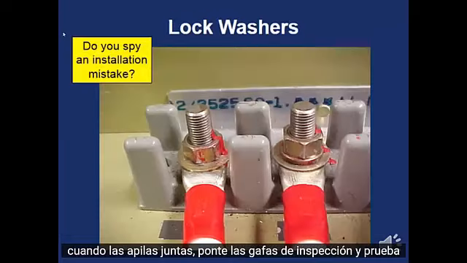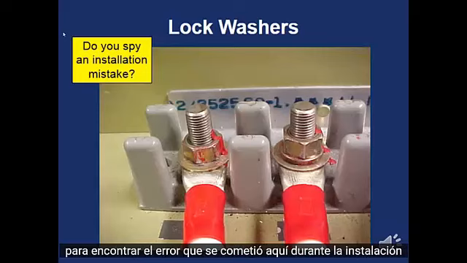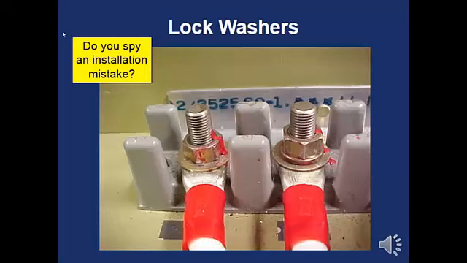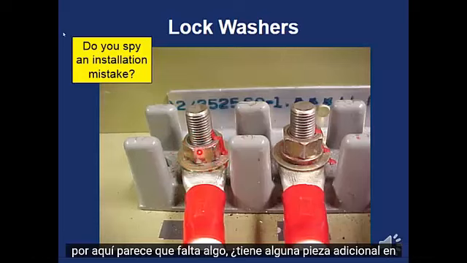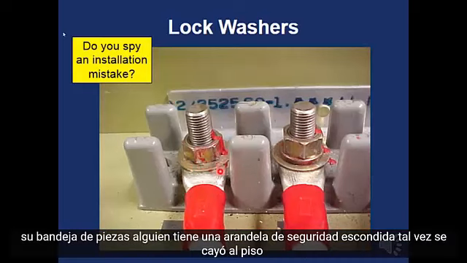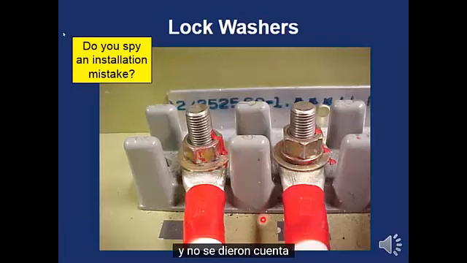Okay, put on your inspection glasses and try to find the mistake that was made here during the installation. Do you notice over here, it's kind of a clue that the torque seal is all smushed over here. It looks like something's missing. Do you have any extra parts in your parts tray? Somebody's got a lock washer hiding. Maybe it fell on the floor and they didn't realize it.